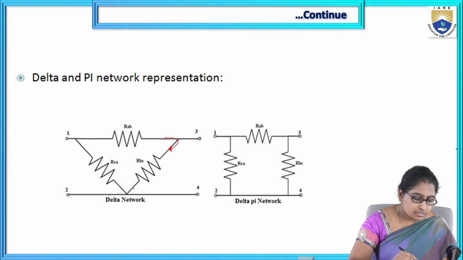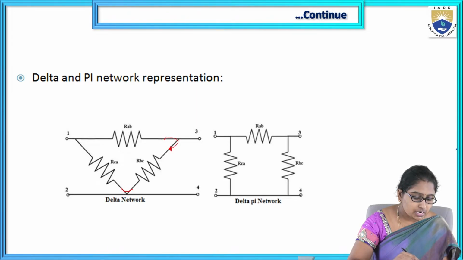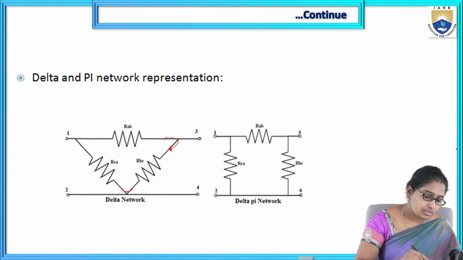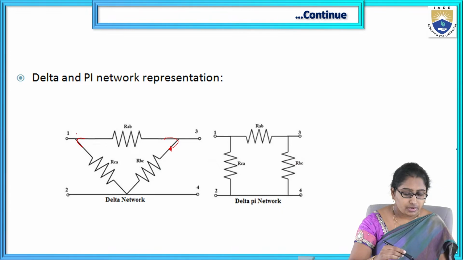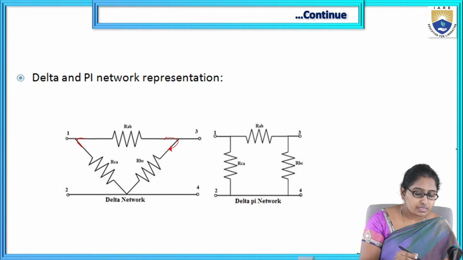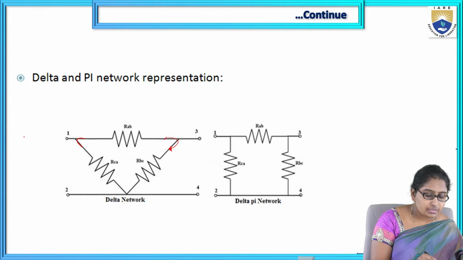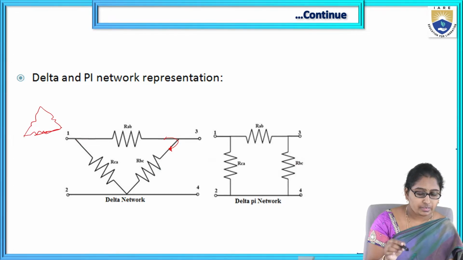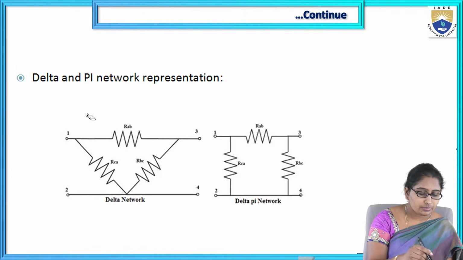Now the end point of RBC is connected to the start point of the resistor RCA. Next, the third one is also the same. Now, see that? That is a delta network, or simply we can say a series connection. The three resistors are connected in series to form a triangle. That's why it is called a delta network.